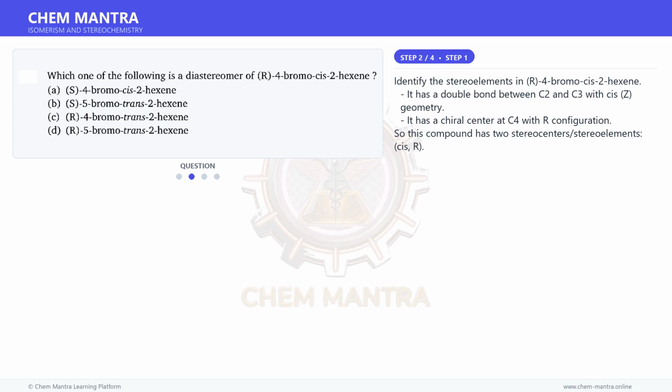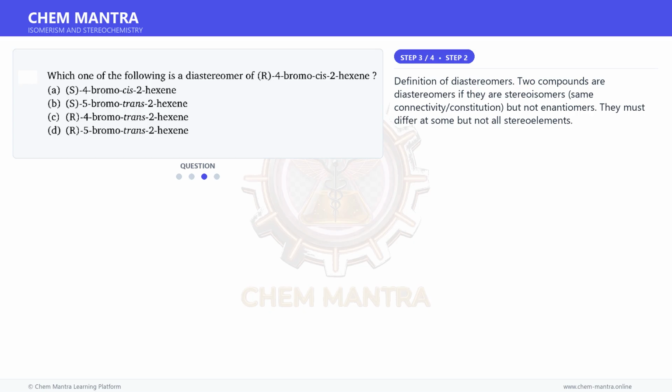Moving on to the next step. Identify the stereoelements in R-4-bromo-cis-2-hexene. It has a double bond between C2 and C3 with cis-Z geometry. It has a chiral center at C4 with R configuration. So this compound has two stereoelements: cis and R.